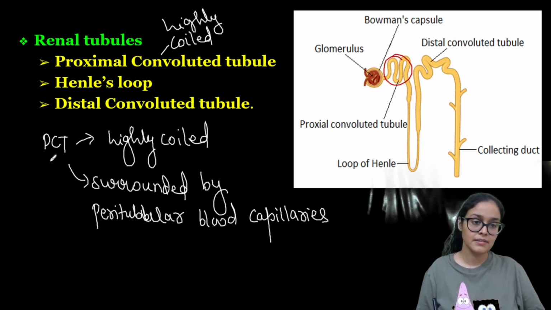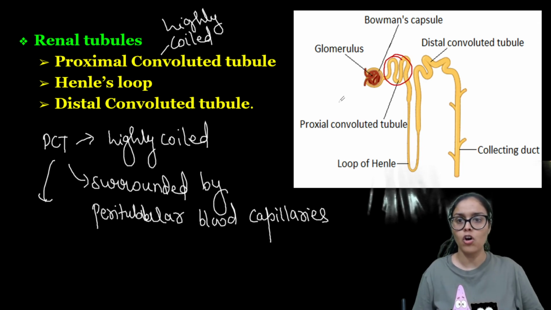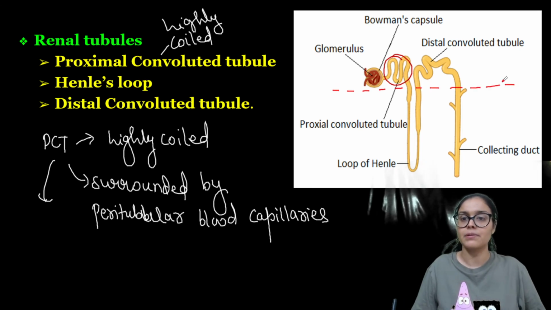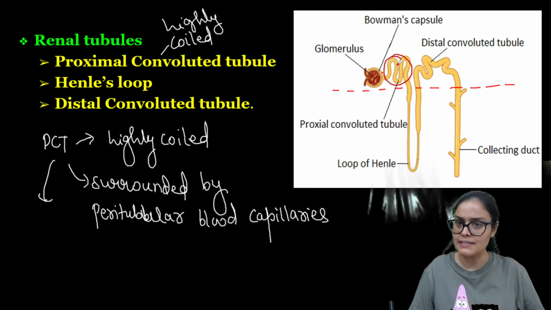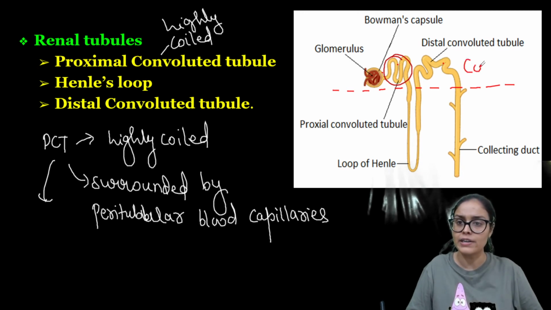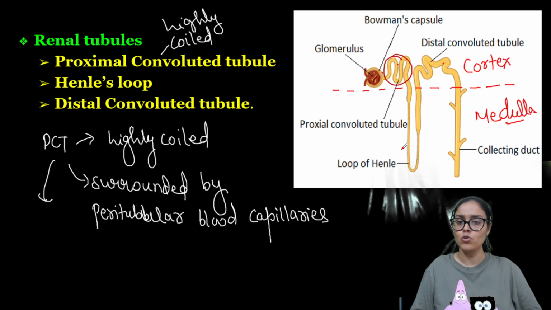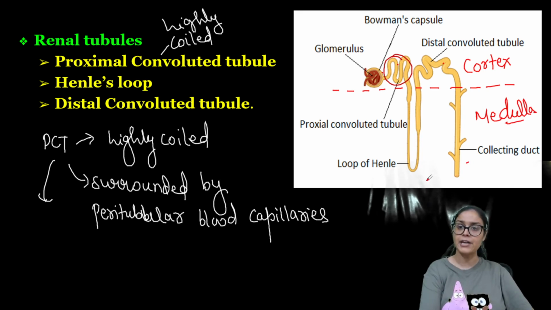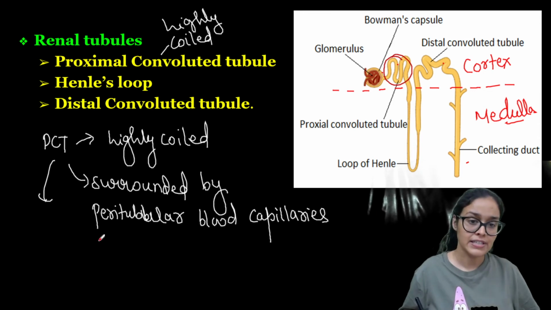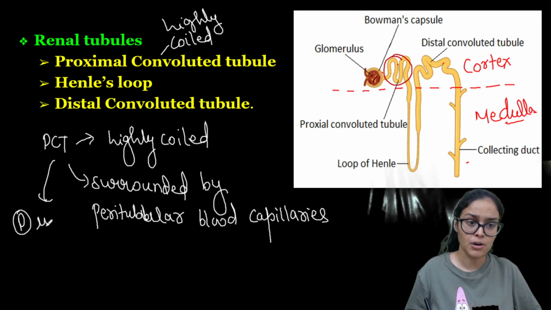Peritubular blood capillaries. And when we talk about PCT, obviously we know that the PCT is present in the cortex region of the kidney. So bacha, remember that this Bowman's capsule, this PCT, and the DCT are present in the cortex region. This is the cortex region, and obviously the loop of Henle and half of the collecting duct are present in the medulla region, right? So obviously it has a rich supply of peritubular capillaries, and it is present in the cortex region of the kidney, as we have seen.